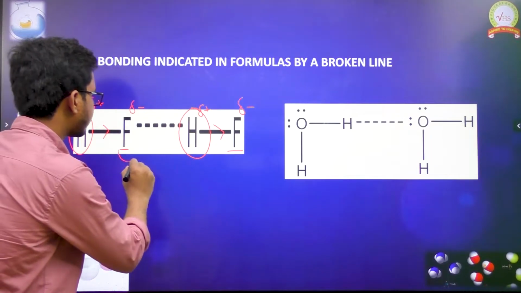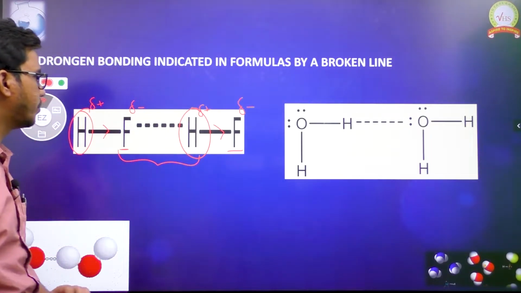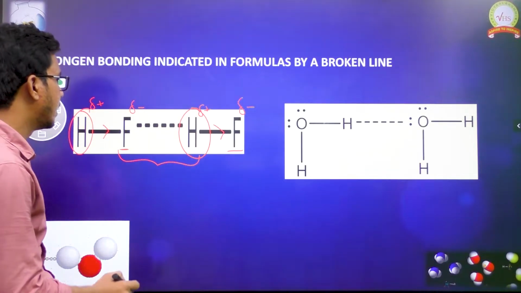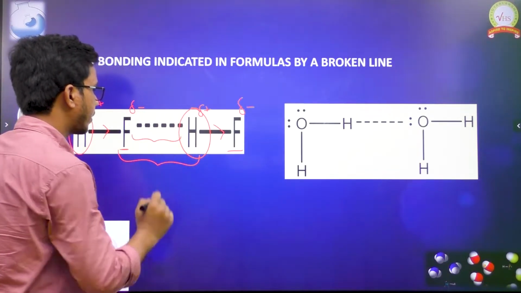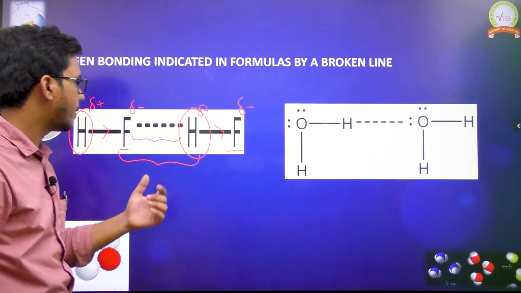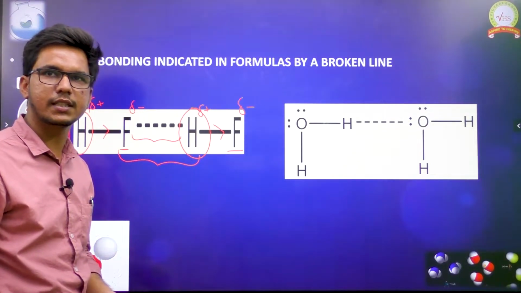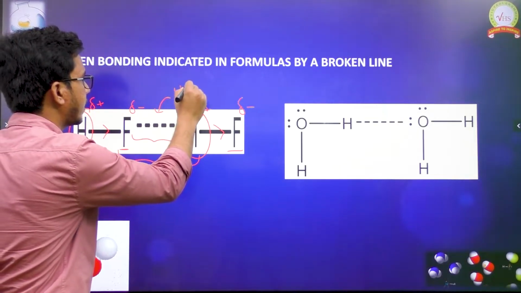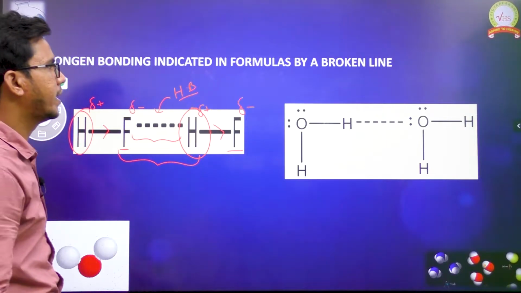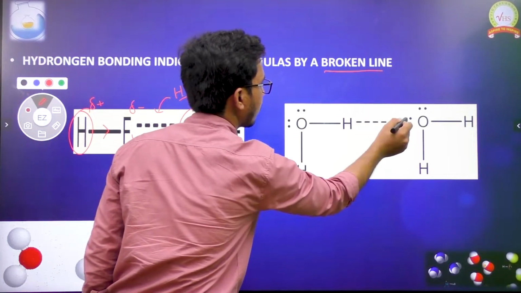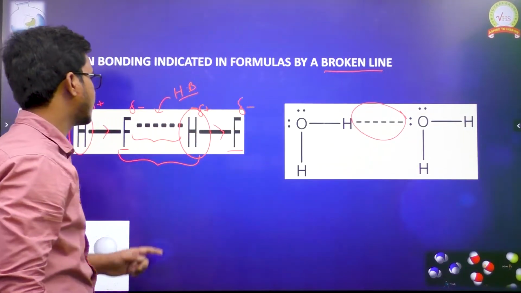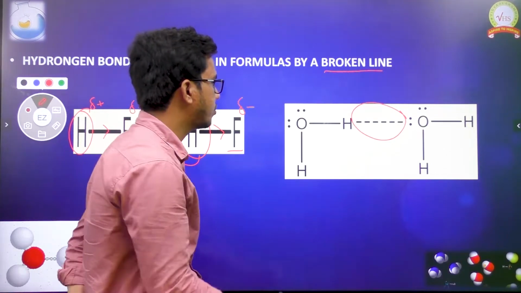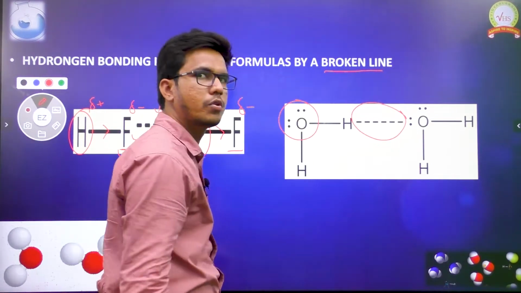When this partially positive and partially negative species come close together, there is a formation of electrostatic forces. This electrostatic force between the more electronegative atom and the partially positively charged hydrogen is known as hydrogen bonding. In formulas it will be indicated with a broken line. The broken line which we have indicated here is nothing but hydrogen bonding.